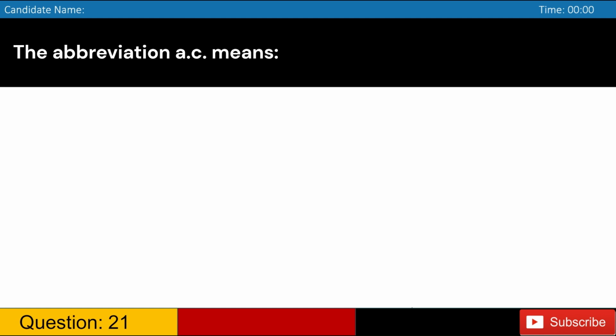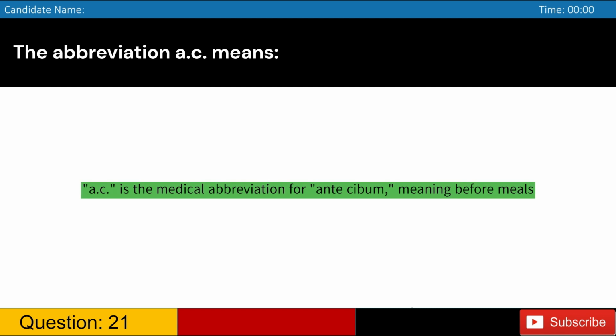The abbreviation AC means A. Before meals. B. 1/2. C. After meals. D. After care. Answer A. AC is the medical abbreviation for ante cibum, meaning before meals.